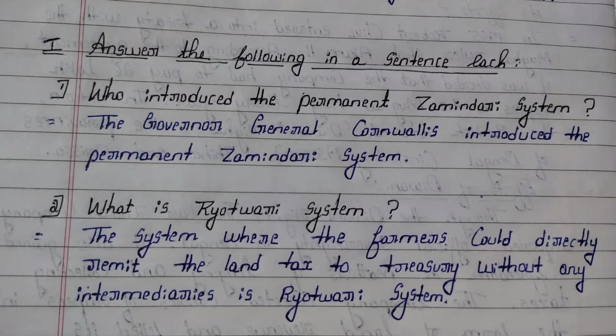Second question, what is Rotary system? Answer, the system where the farmers could directly remit the land tax to the treasury without any intermediaries is Rotary system.